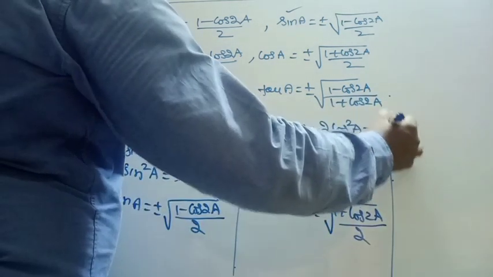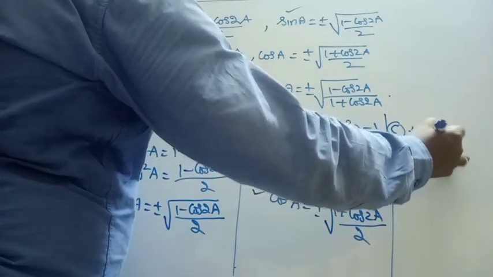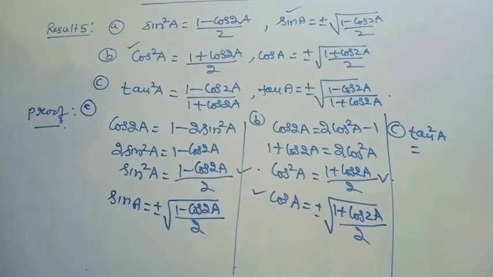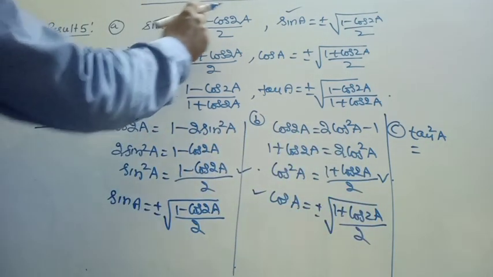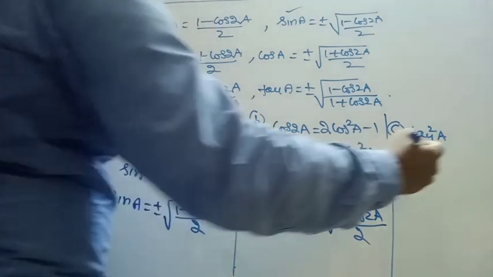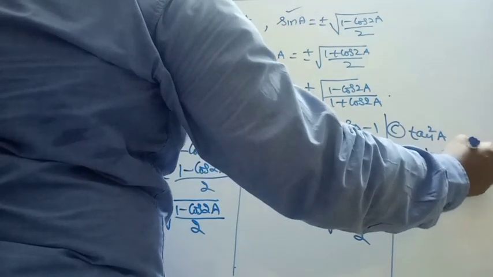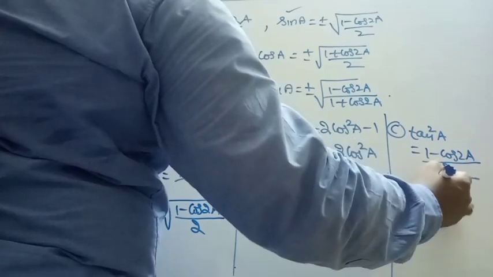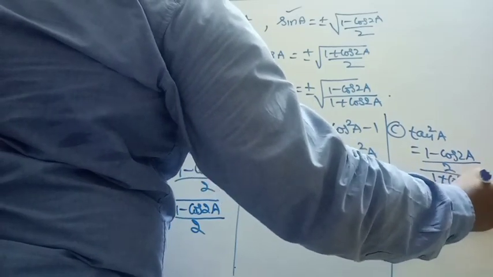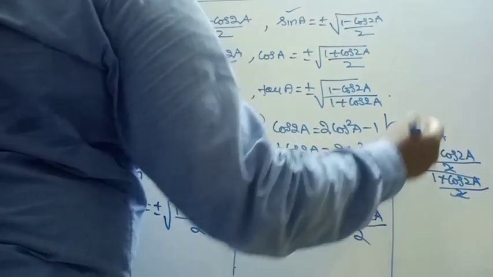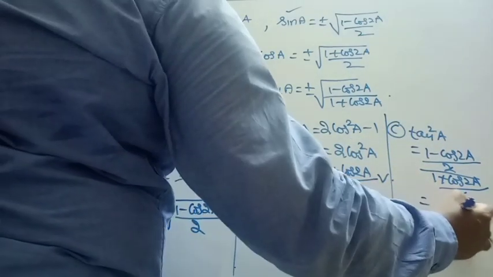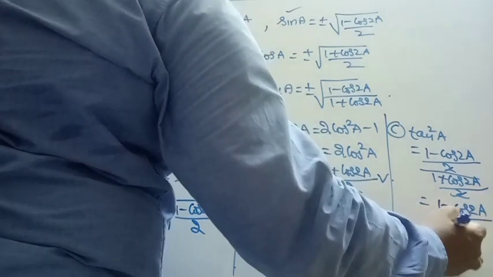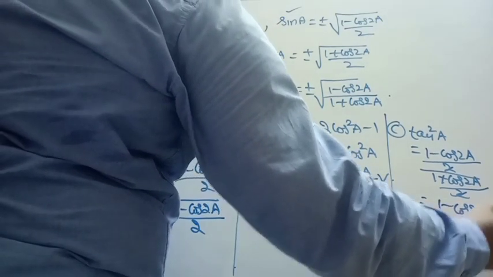See here, C is tan square A is equal to, you know that, sin square A by cos square A. Therefore, sin square A equals what they have given, (1 minus cos 2A) by 2, divided by (1 plus cos 2A) by 2. This 2 cancelled. Therefore, tan square A equals, beautifully we have got, (1 minus cos 2A) by (1 plus cos 2A). That is what we have got.